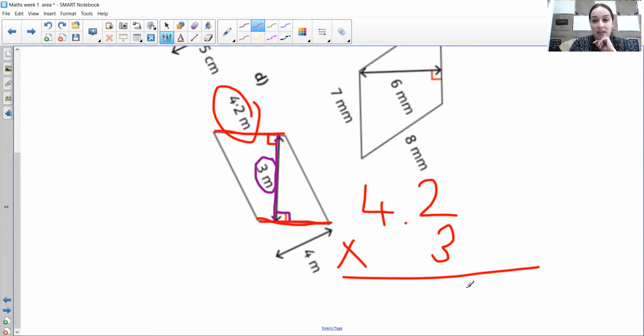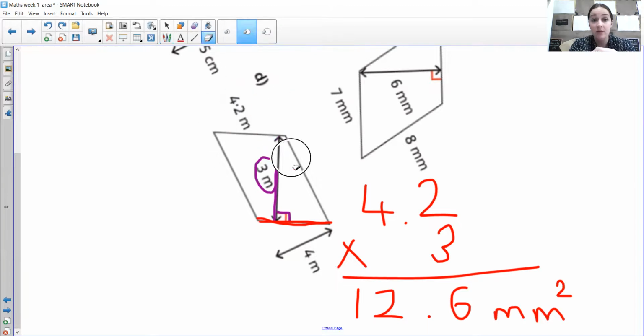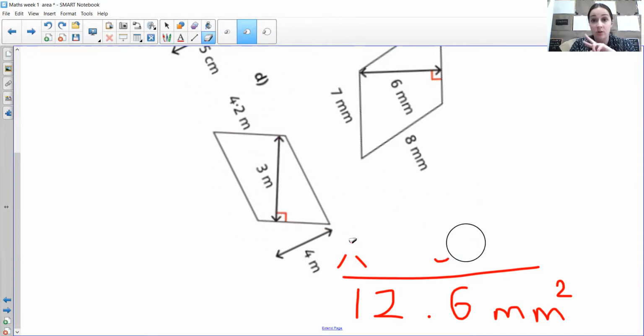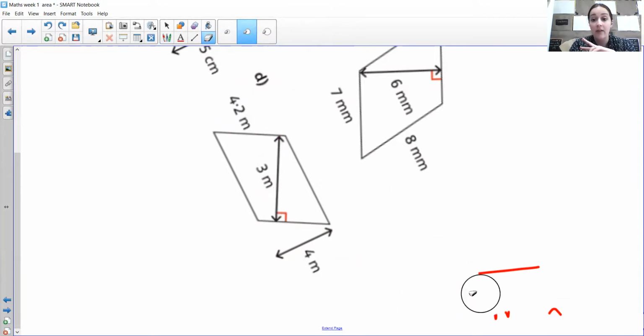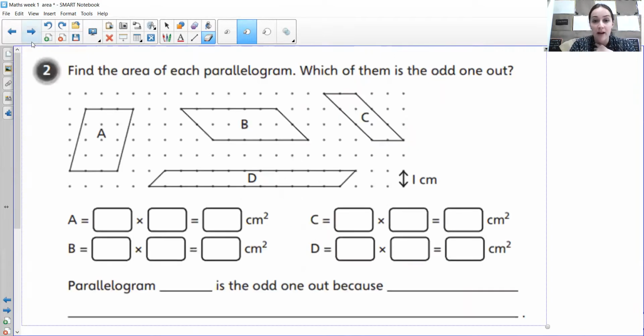So 2 times 3 is 6, and that's 6 tenths. Don't forget my decimal point. 3 times 4 ones is 12 ones. So it will be 12.6 meters squared. Tricky, that one. So well done if you got that right. The thing to remember is you need to find the 2 pairs of measurements where the lines meet at a right angle. Okay?